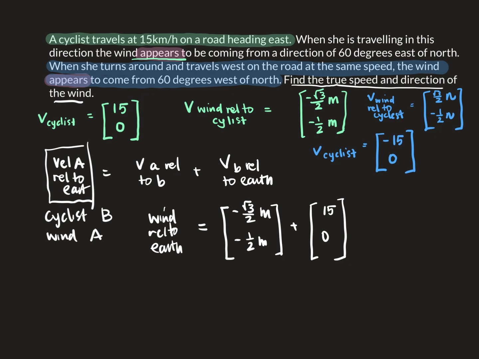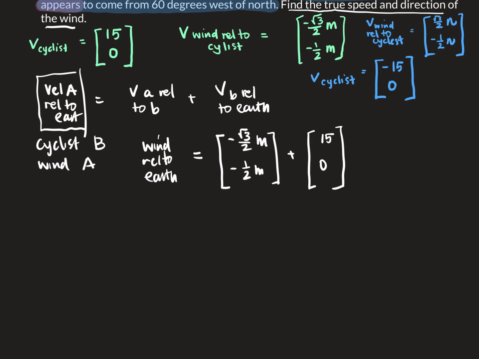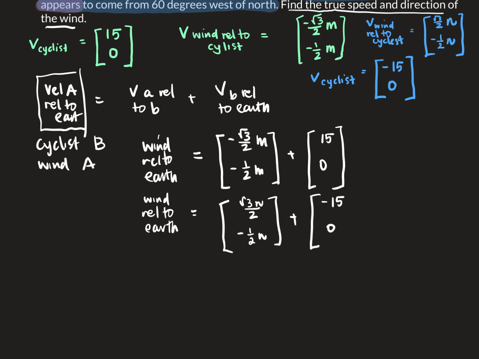Next thing I'm going to do is make another little equation of the wind relative to Earth. The wind relative to Earth is equal to the wind relative to the cyclist, which is root 3 N on 2, and then negative 1/2 of N, plus our cyclist relative to Earth, which this time is negative 15, 0.